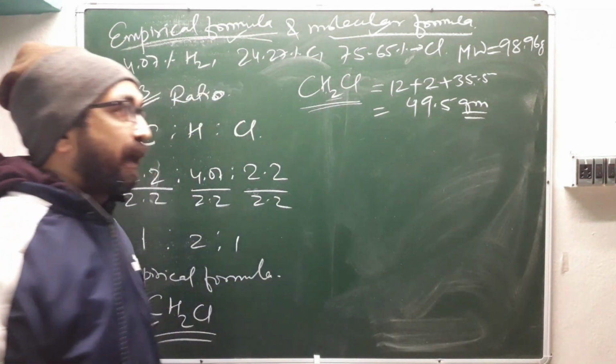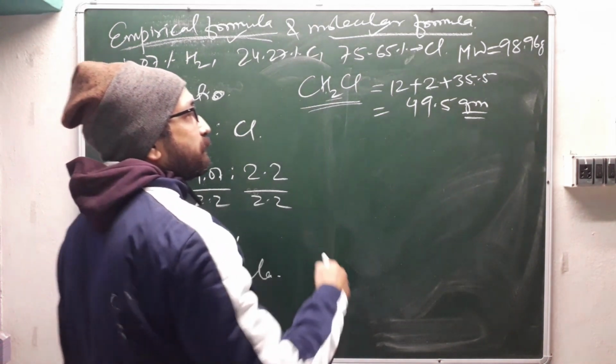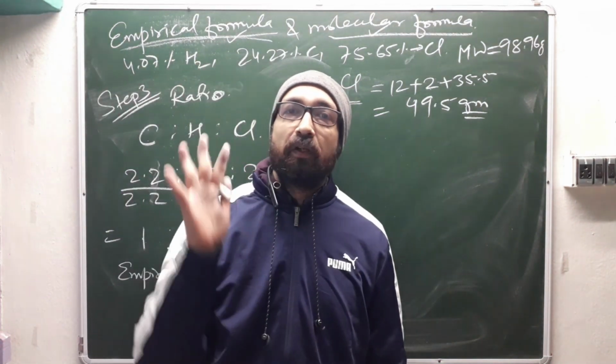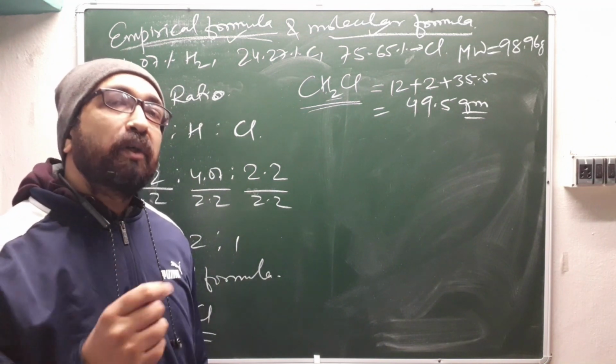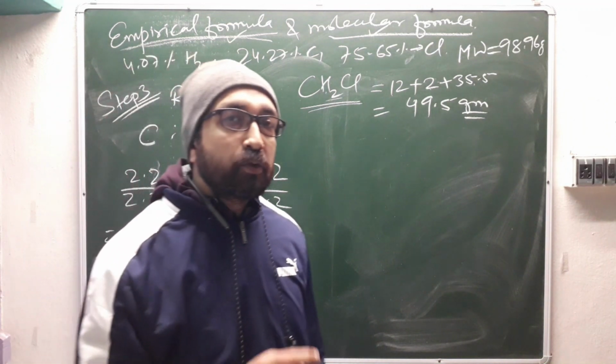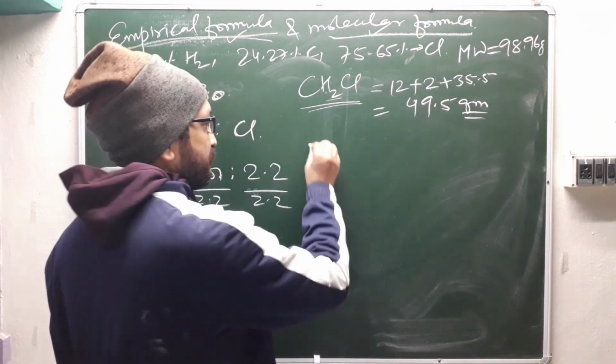Now you have to find the factor. You have to multiply it, right? The empirical formula is the simplest whole number ratio, and the molecular formula tells you the exact number of each element present in that molecule. To get that, we have to calculate this n.